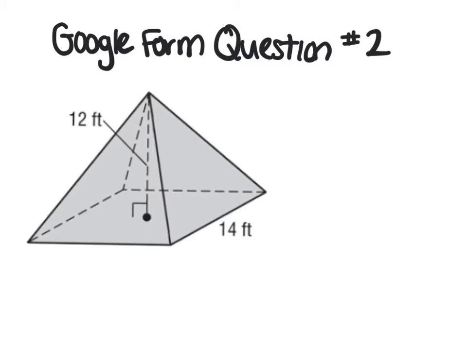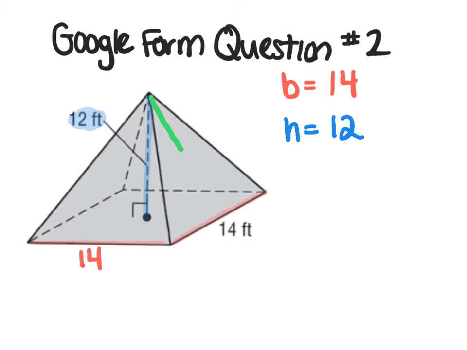For this example for number 2, for the Google form, the length of the base is 14, as is shown here, which means that this side length is also 14. So I can label this as also 14. The height is this vertical dimension, which is given as 12. So I could say that H is equal to 12. And lastly, the slant height is the height of the lateral faces, which we don't know. So I'm going to call that L, which is unknown.